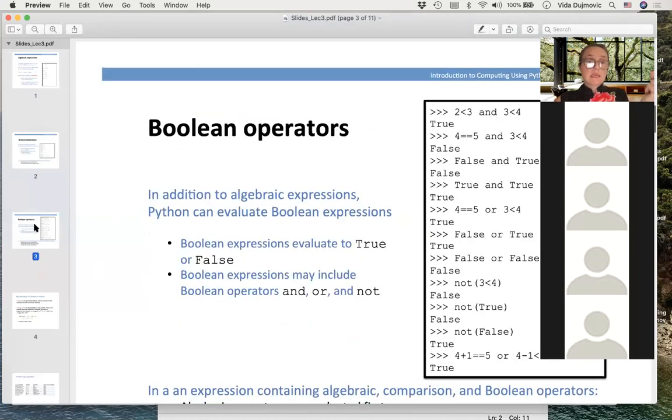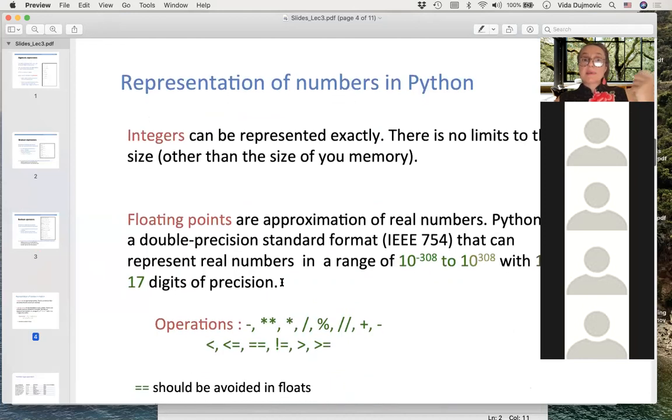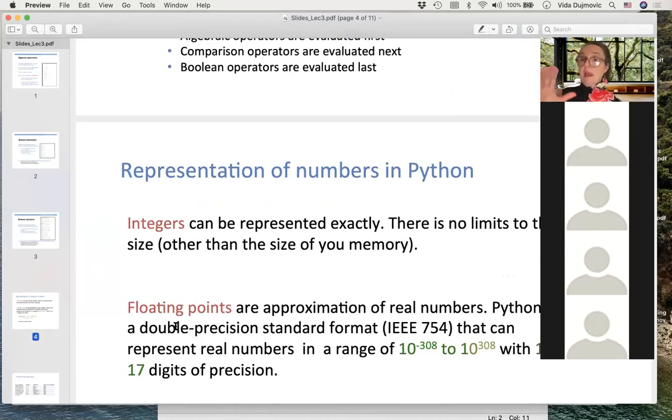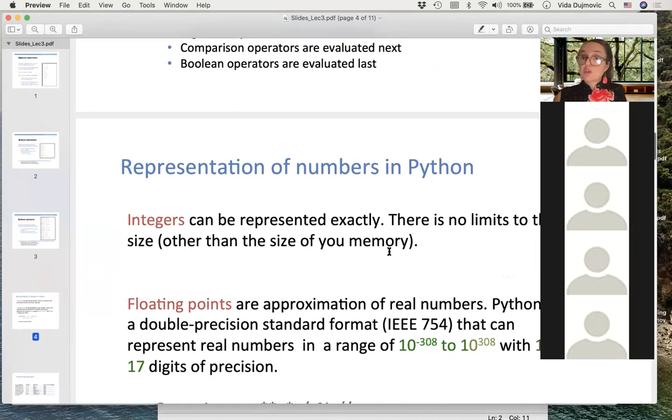We haven't got there yet, but here is the representation of numbers in Python. This is what I was talking about just now. There are two types of data. Integers can be represented exactly, so there's no limit to the size of an integer in Python. The limit is your own memory, the limit of your computer. So there's no limit in representation. Integers are represented exactly.